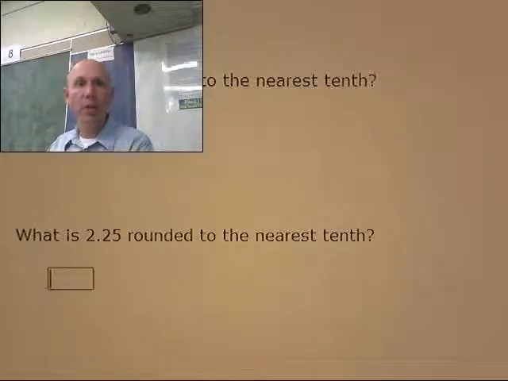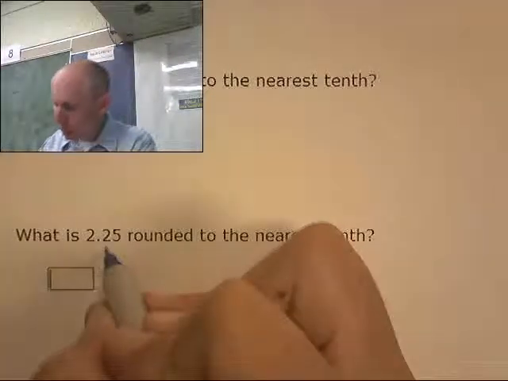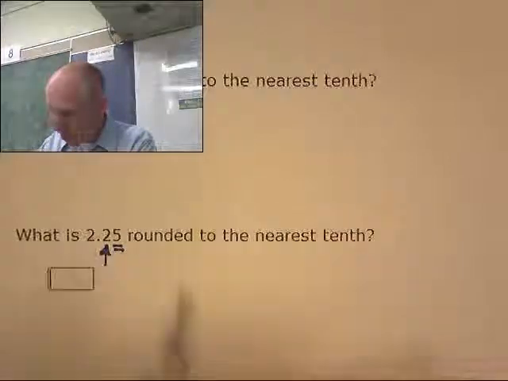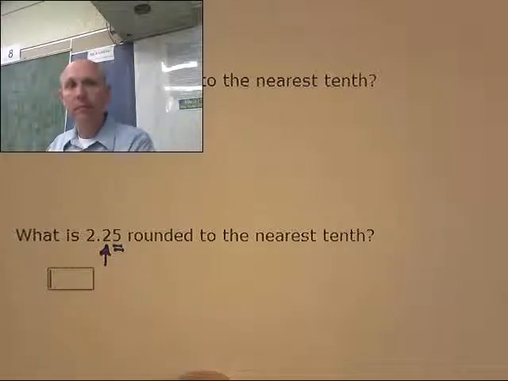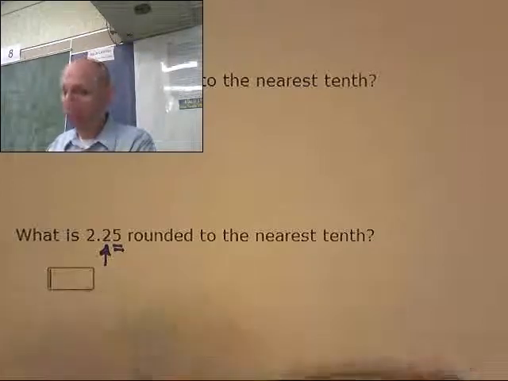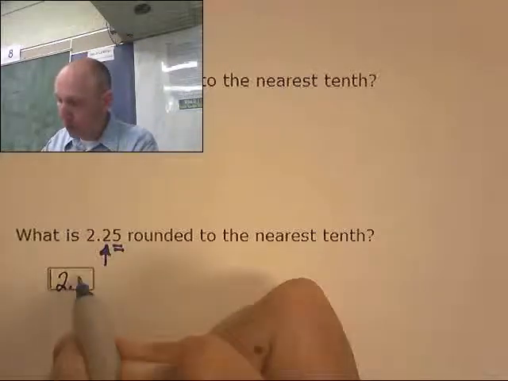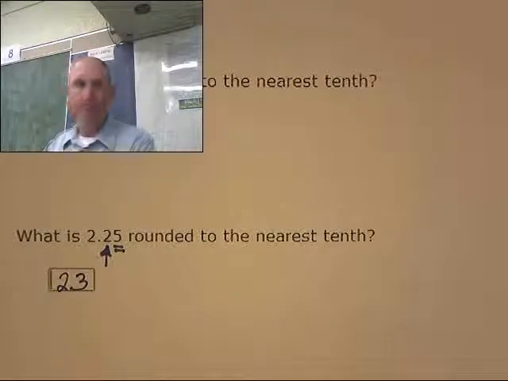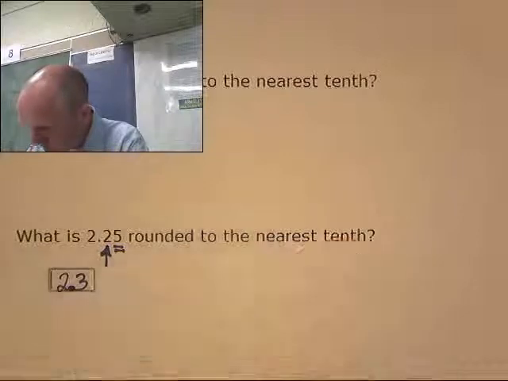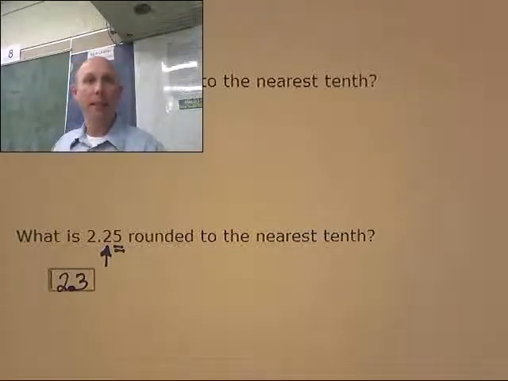What is 2.25 rounded to the nearest tenth? Let's look at this. There's my tenth, and here's my bully. The bully is a 5. So what does he do? A 5? Does a 5 do nothing? Or does a 5 push the other number up? A 5 pushes the other number up, so it's going to go to a 2.3. That's a decimal right there, 2.3. A little hard to see. All right, that's it for that one.